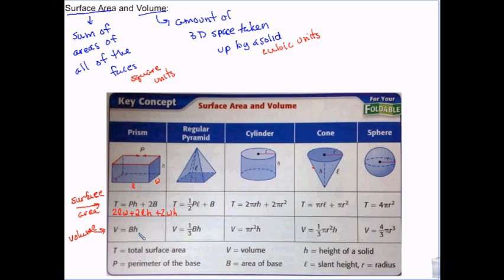And then for volume, you have the area of the base times the height, or you can do length times width times height, which I personally think is easier to remember. And then here you have 1/3 base times height, and height would be going straight up and down. And that's area of the base, so that's length times width times height again, but it's 1/3 of it.